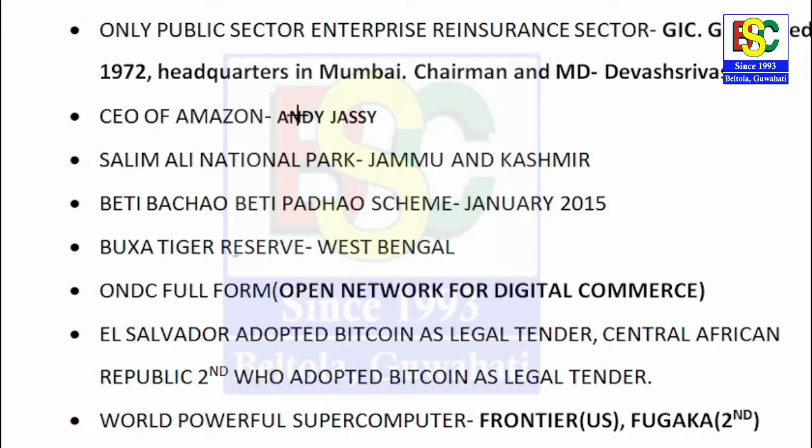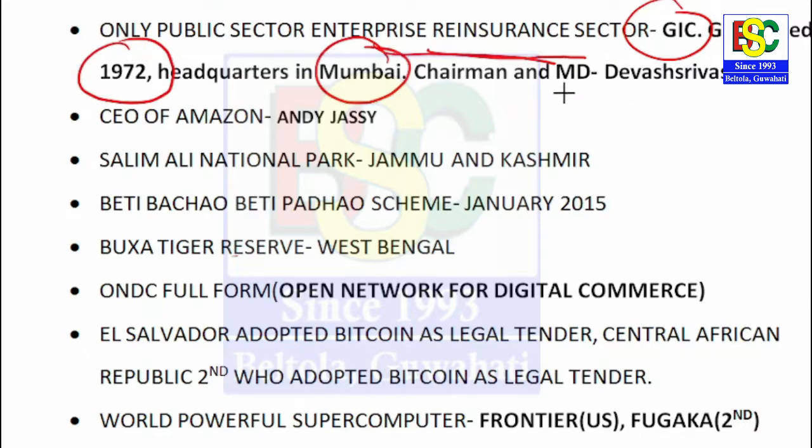Next, International Tea Day is celebrated on 21st May. Next, the only public sector reinsurance company is GIC, General Insurance Corporation. It was set up in 1972. Headquarters is in Mumbai. Chairman and Managing Director is Devesh Srivastava. Next, the CEO of Amazon is Andy Jassy. Amazon started as a bookstore company.